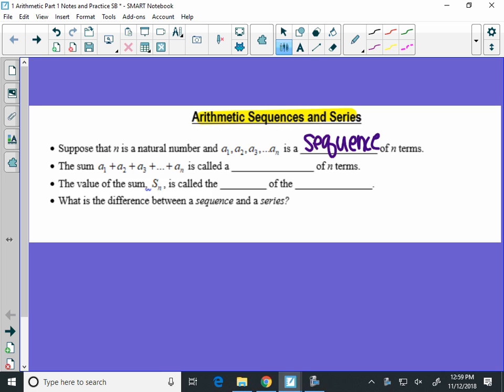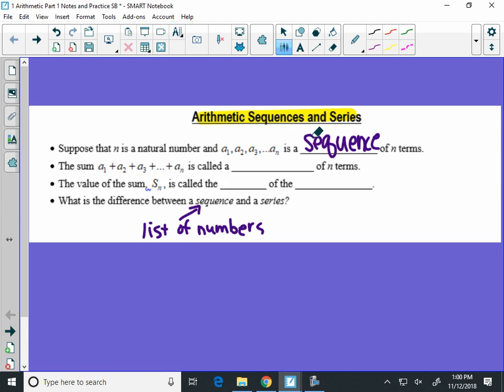A sequence, I'm going to skip to that bottom bullet point in that little section here, is a list of numbers. And the list of numbers follows some kind of pattern. So today our pattern is going to be adding or subtracting something. You could multiply, you could do all kinds of different things.